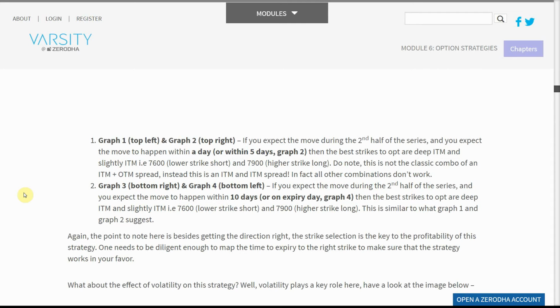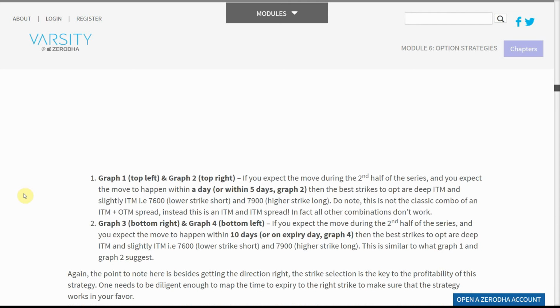Graph 2, then the best strikes to opt are deep ITM and slightly ITM, i.e. 7,600 lower strike short and 7,900 higher strike long. Do note, this is not the classic combo of an ITM plus OTM spread. Instead, this is an ITM and ITM spread. In fact, all other combinations don't work.